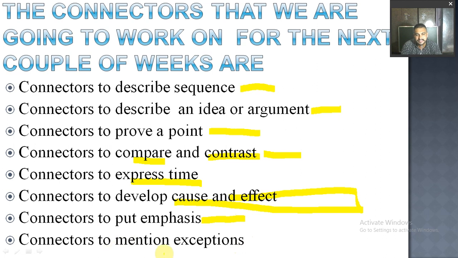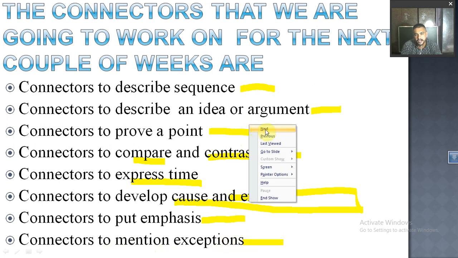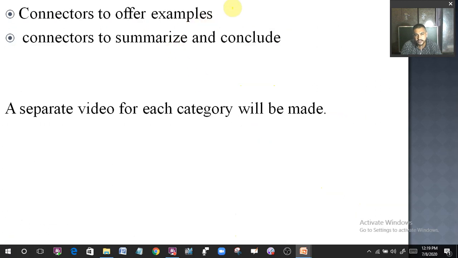Okay, and the connectors to mention exceptions, when we want to make exceptions in a point, those would be used in that particular video. So connectors to offer examples, how to give examples, what are the different connectors to give examples, and how to summarize and conclude. Summarizing a paragraph and summarizing an essay are different. Summarizing a particular paragraph is different. We're going to talk about that too.